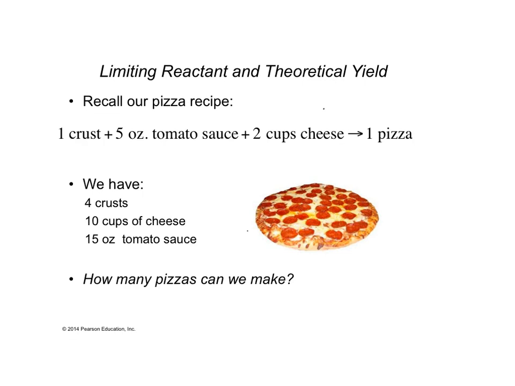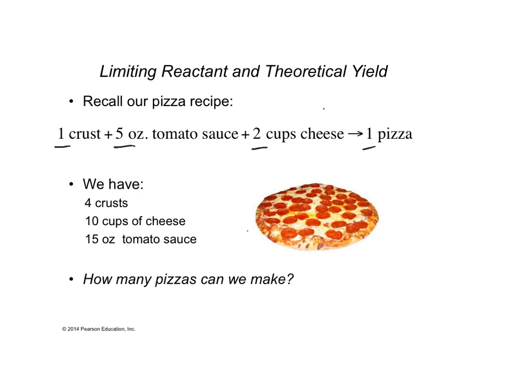So now we're going to continue on with that, and we're going to introduce a new little caveat with respect to these stoichiometric relationships, which is called limiting reactants and theoretical yields. We're going to go back to our little pizza recipe, which I introduced you to last time. Our recipe was given by our chemical equation: 1 crust, 5 ounces of tomato sauce, 2 cups of cheese. That's going to make our 1 pizza.